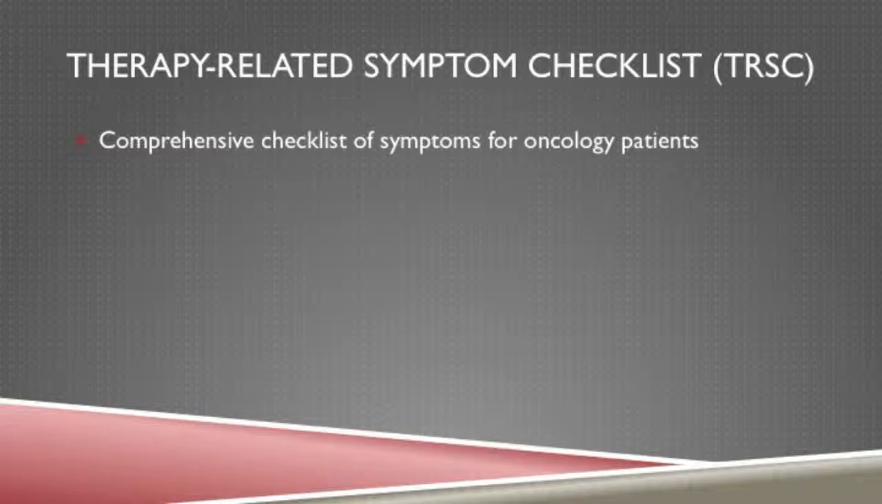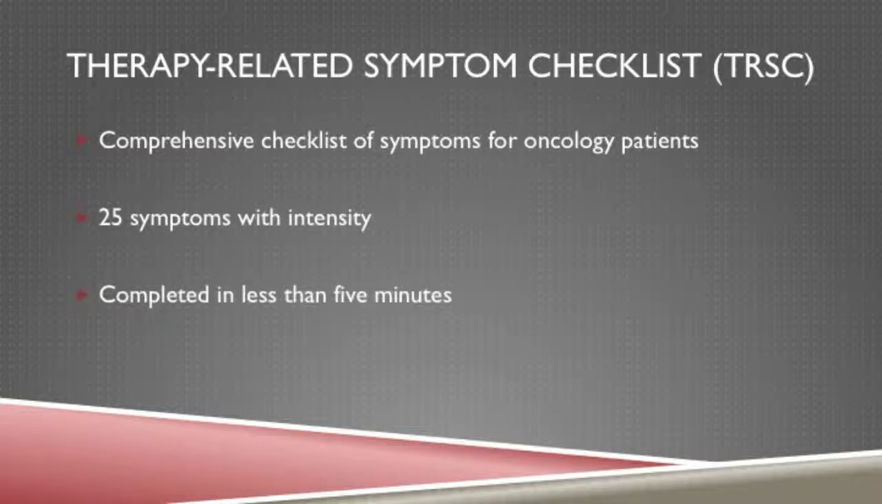Phoebe Williams, the wife of my faculty advisor and USF professor Arthur Williams, further developed this tool to create the TRSC. The checklist contains 25 symptoms, 3 of which are pain, fever, and bleeding, which are common concerns of cancer patients undergoing treatment. This tool collects patient reports of the intensity of each of these symptoms. The TRSC can be completed in less than 5 minutes.